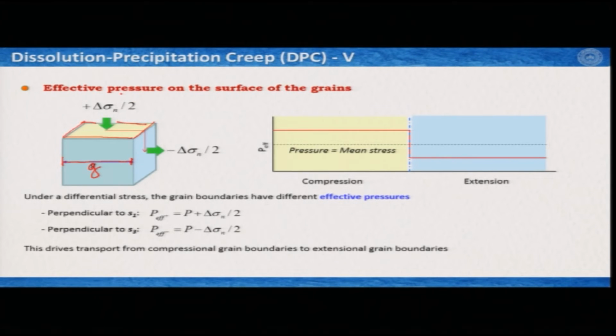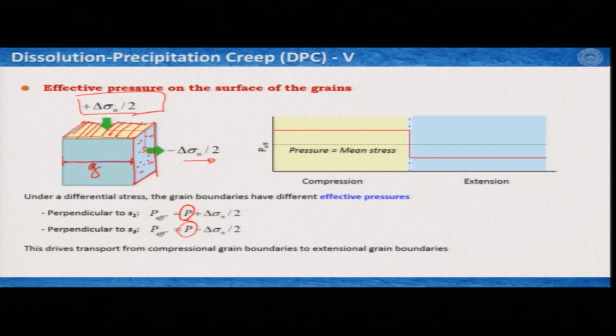which is a positive stress, compressive stress, and therefore, on the other side we have a negative stress, a tensile stress. So, this surface is under compression and this surface is under tension. Now, under differential stress, at least in this condition, the grain boundaries have different effective pressure. If I have my initial pressure P, which is a confinement of this grain, then on this surface you have initial pressure plus this one, and on this tensile surface, you have initial pressure P minus this one.